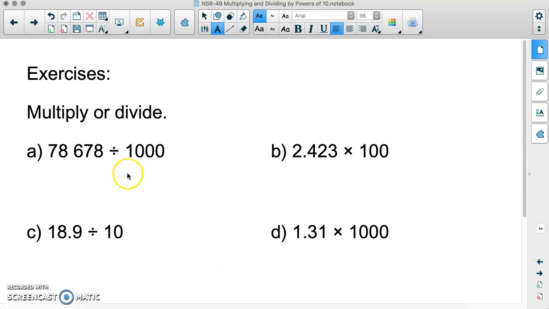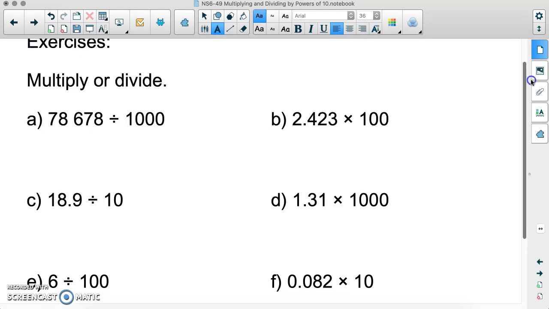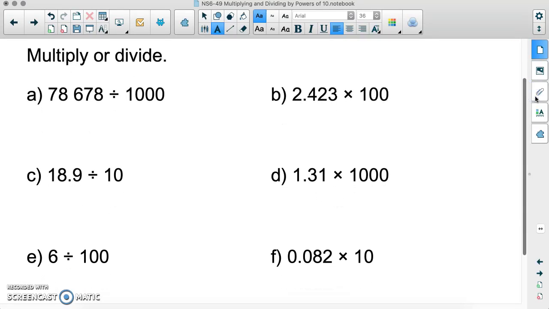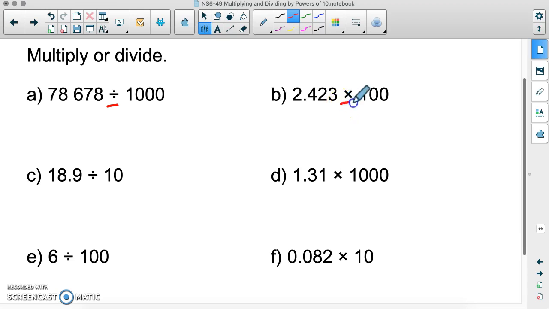Okay, so let's complete these exercises on our whiteboards as extra practice. So you're going to do A through F, following your rules and paying attention to these signs, because as you can notice, you have division and you have multiplication questions on the slide. So pay attention to the slides or to the signs. If you're multiplying, you move to the right. If you're dividing, you move to the left. When you're done, you can resume your screencast.